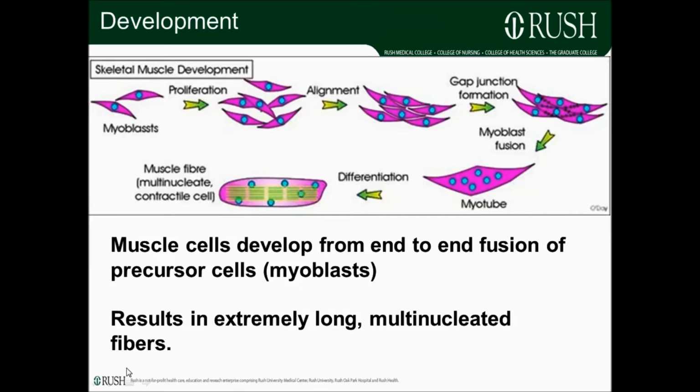This structure will further differentiate into a more mature muscle fiber, when the contractile apparatus develops and the nuclei get pushed to the very periphery right underneath the sarcolemma, you end up with very long multinucleated syncytial fiber-like cells.